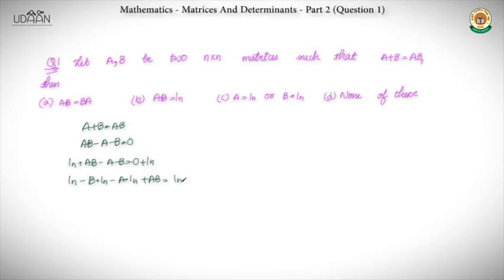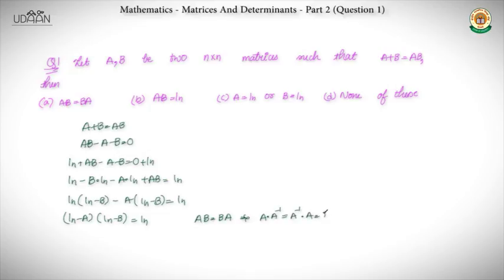And since B into any identity matrix is equal to B itself, so it won't matter. So IN minus B minus A into IN minus B equal to IN. So it becomes IN minus A into IN minus B is equal to IN. Now since this is an identity matrix which we are getting after multiplication, what does this mean? Those two matrices are inverses of each other. That means AB equal to BA. Otherwise you can also infer that A into A inverse equal to A inverse into A is equal to I.